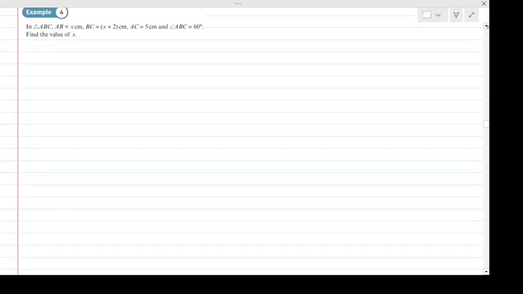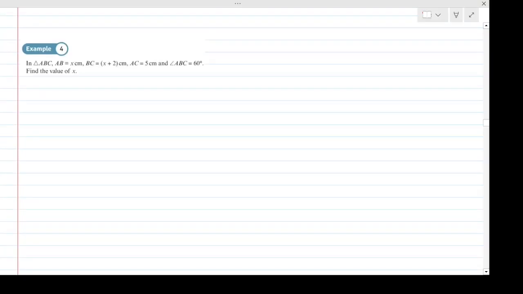Let's have a look at this example. We are told in triangle ABC, by the way, this notation seems a bit weird, just drawing shapes, but this literally means triangle ABC. Don't be thrown off by that. In triangle ABC, AB is x, BC is x plus 2, and AC is 5, and angle ABC is 60. Find the value of x.